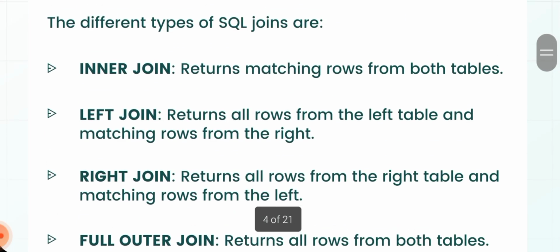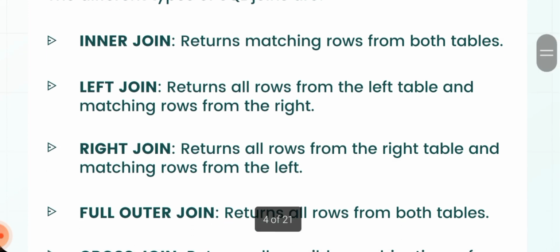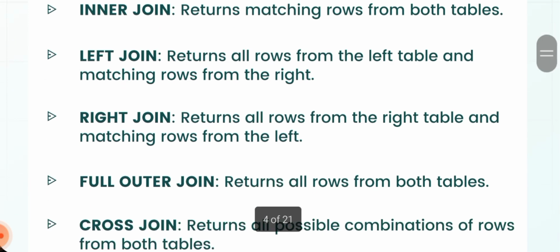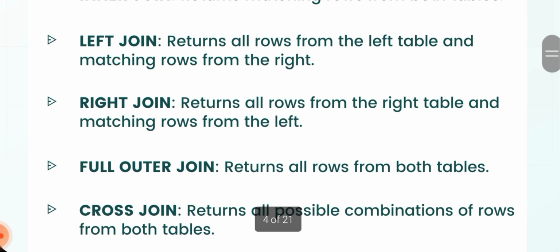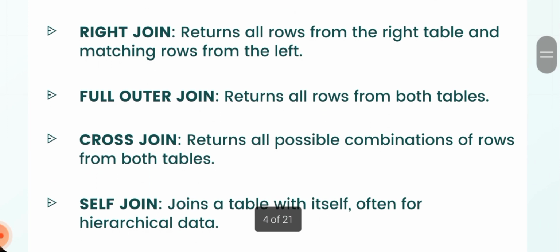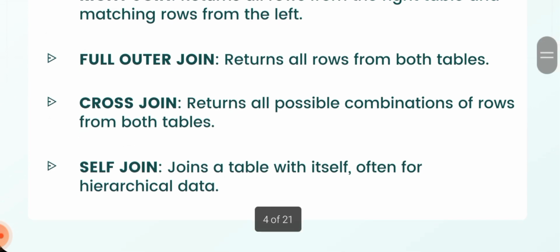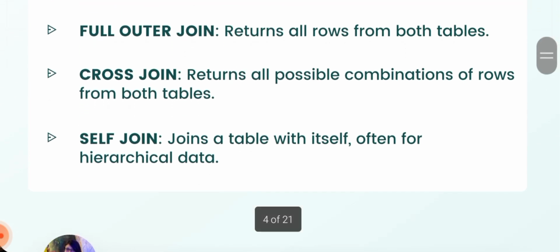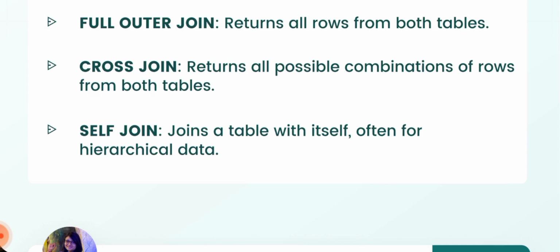The first one, inner join, returns matching rows from both tables. Left join returns all rows from the left table and matching rows from the right table. Right join returns all rows from the right table and matching rows from the left. Full outer join returns all rows from both tables. Cross join returns all possible combinations of rows from both tables. Self join joins a table with itself, often for hierarchical data.